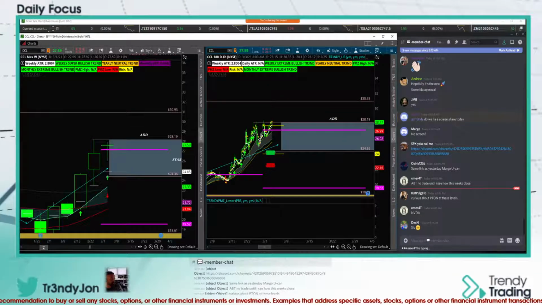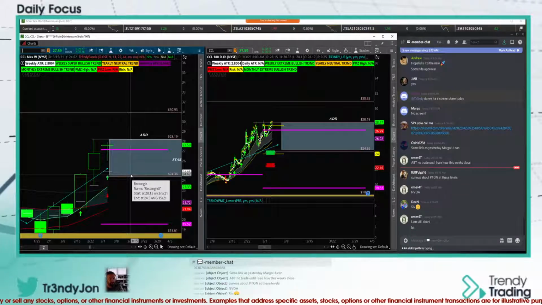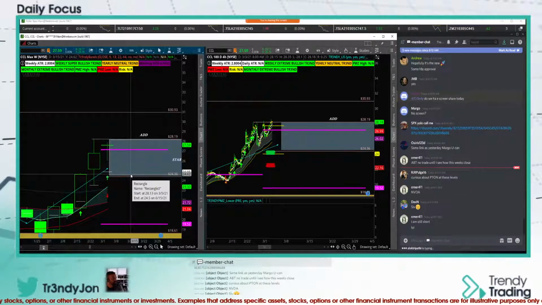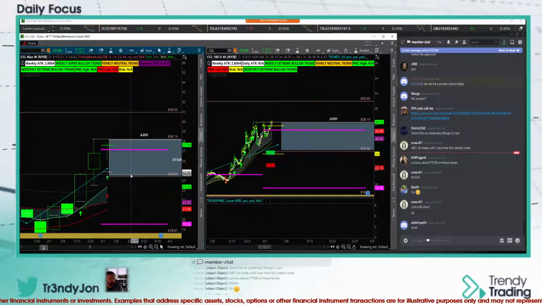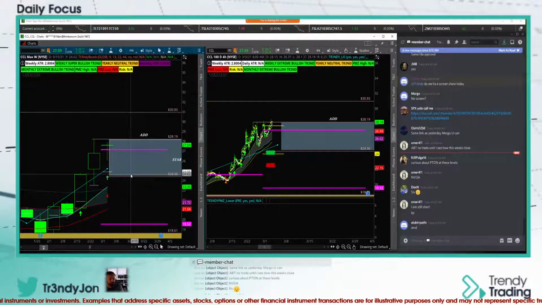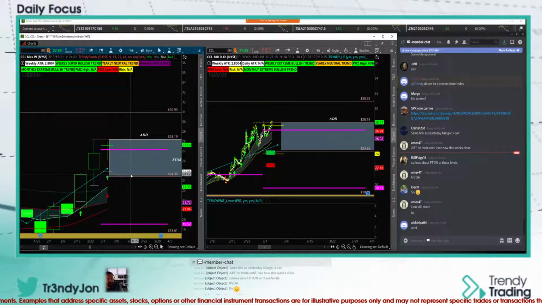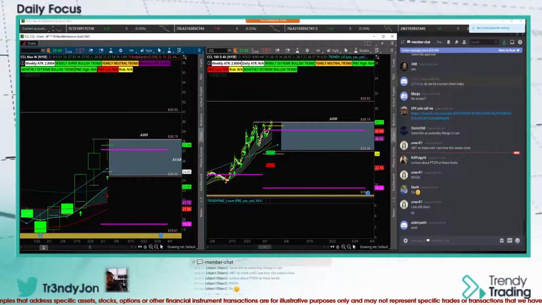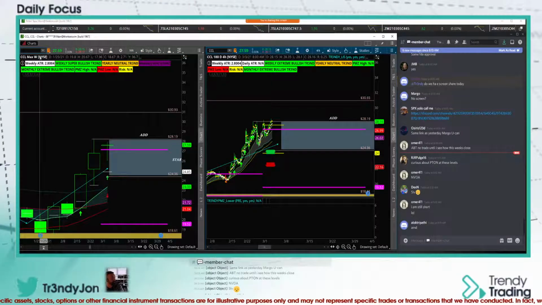Let's look at silver. Guys, just click on the same link that's always in there. I'll let you know if I'm going to change it. So anybody that's asking that, just go into the same link.